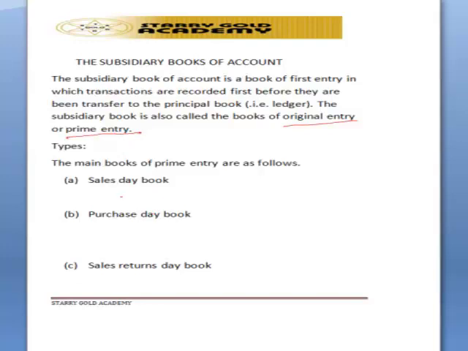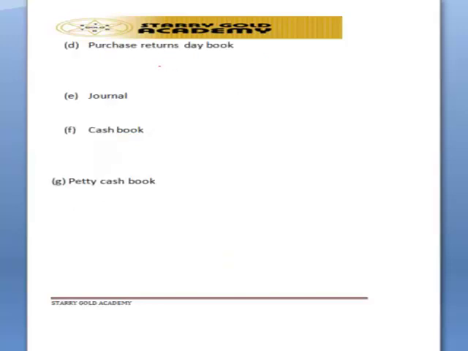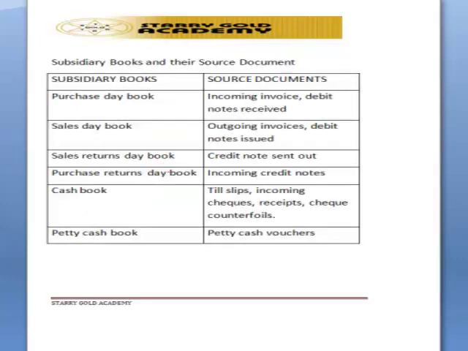What are they? They are the sales day book, purchases day book, sales return day book, purchases returns day book, journals, cash book, and finally the petty cash book. These are the books of original entry or prime entry, or what we call the subsidiary books of accounts. Now let's look at them in a tabular form.